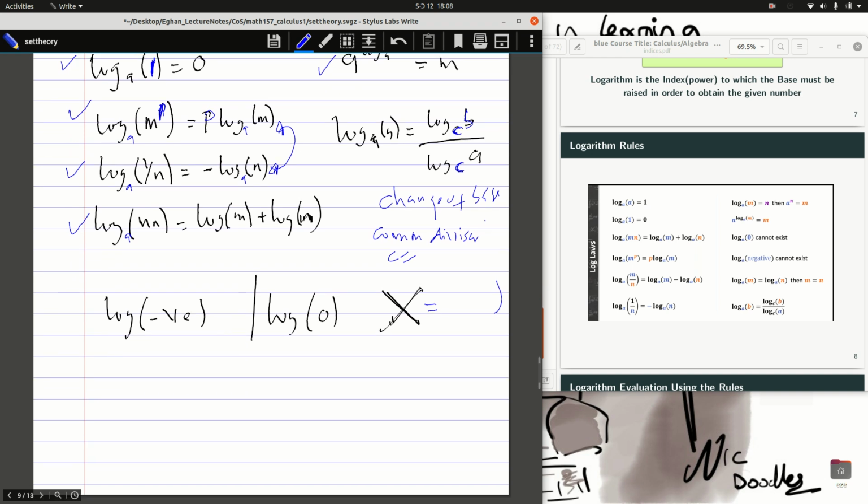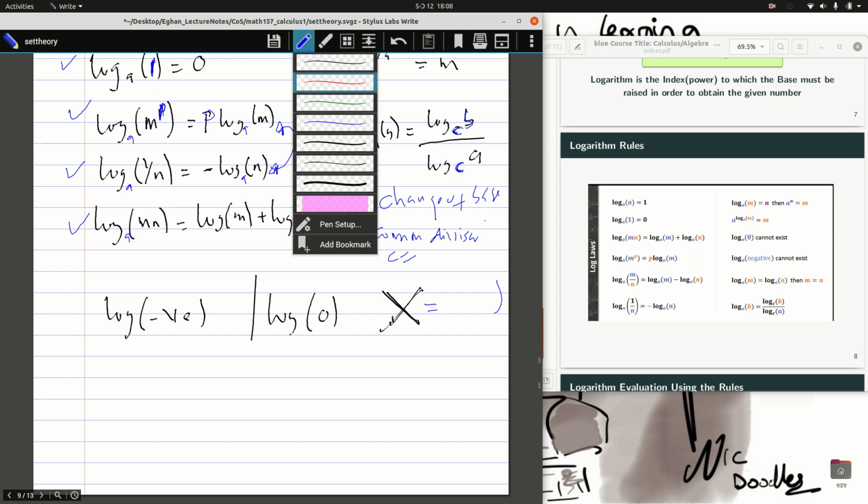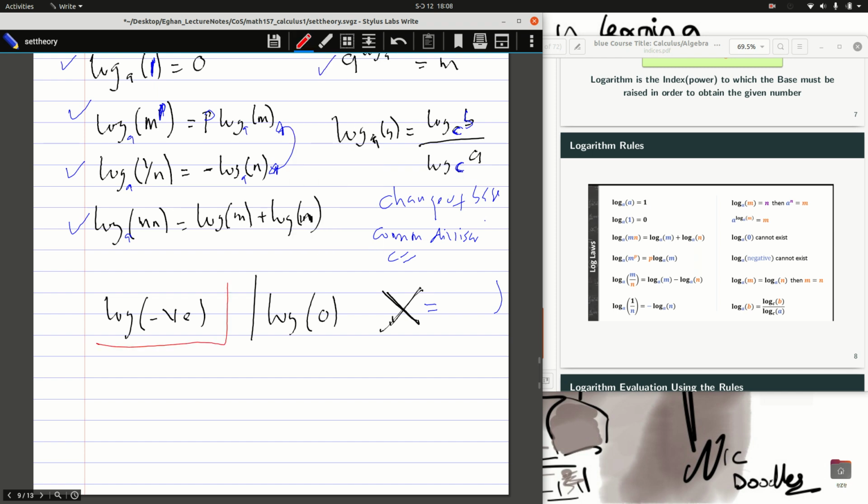Now there are some logs we can't find. Let me use red to emphasize that. A log of a negative number does not exist. A log of 0 does not exist. So that's why I use the cross sign here. So log of negative 25, you can use a calculator, it does not exist. So you take note of these ones.